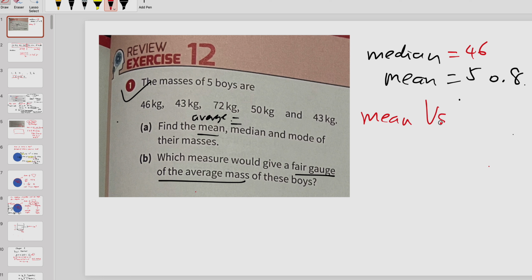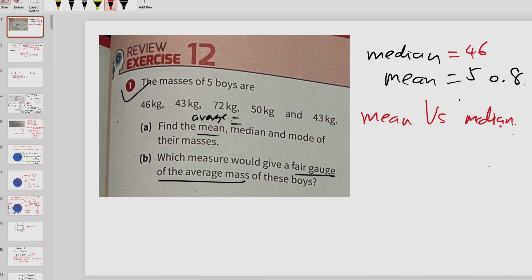So it's mean versus median. When you do statistics, right, line chart, pie chart, bar chart, whatever chart, dot diagram, whatever, it's not about good or bad. It's just that you need to know the pros and cons. Then you will present accordingly.